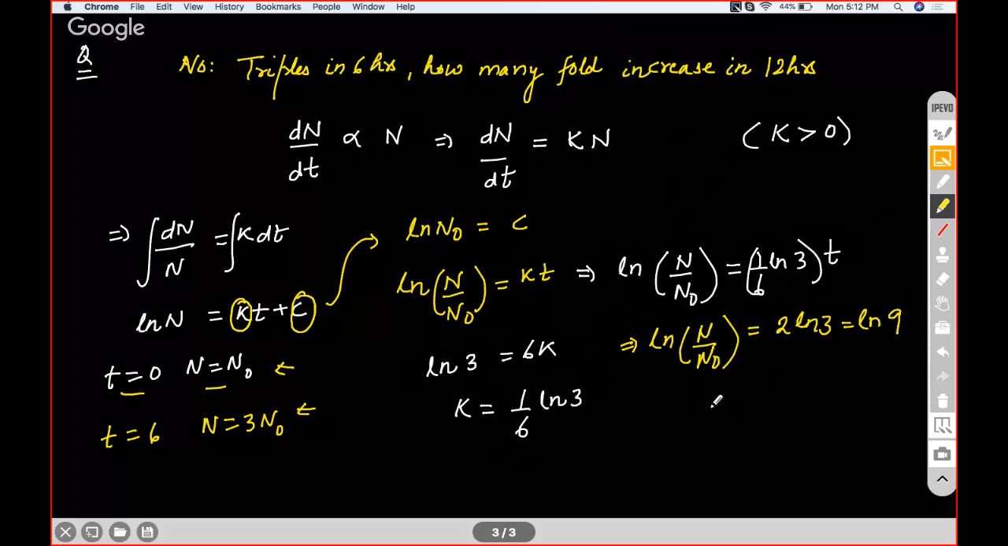Now ln is there at both places. So basically, what is the conclusion? That the population will grow 9 folds after 12 hours.